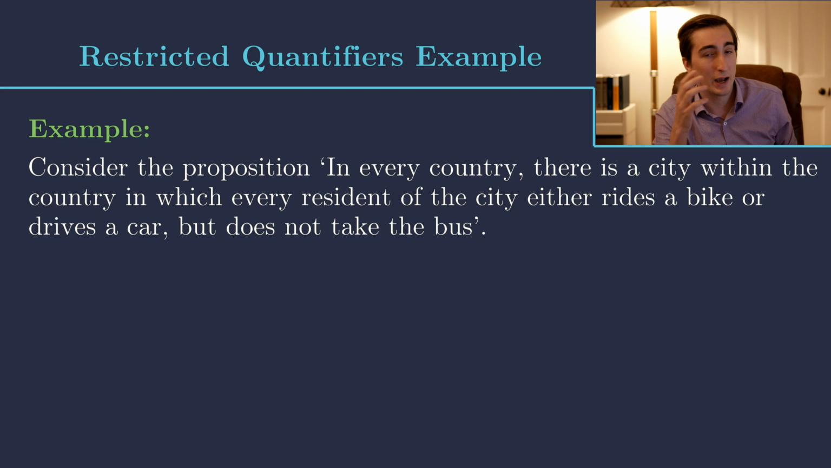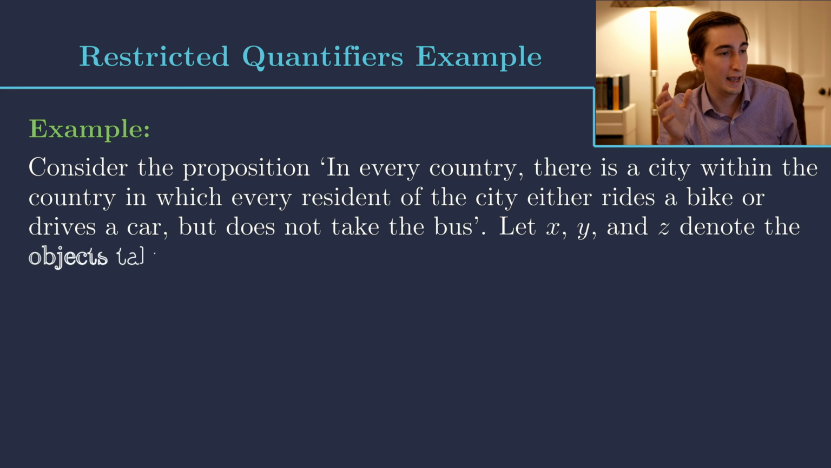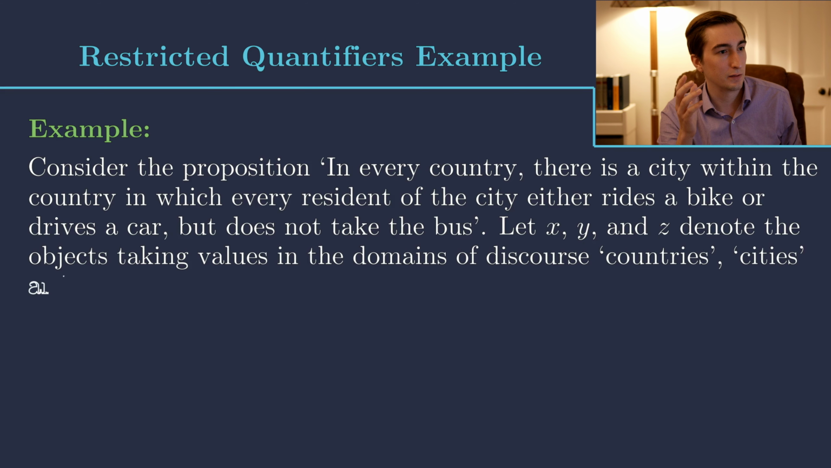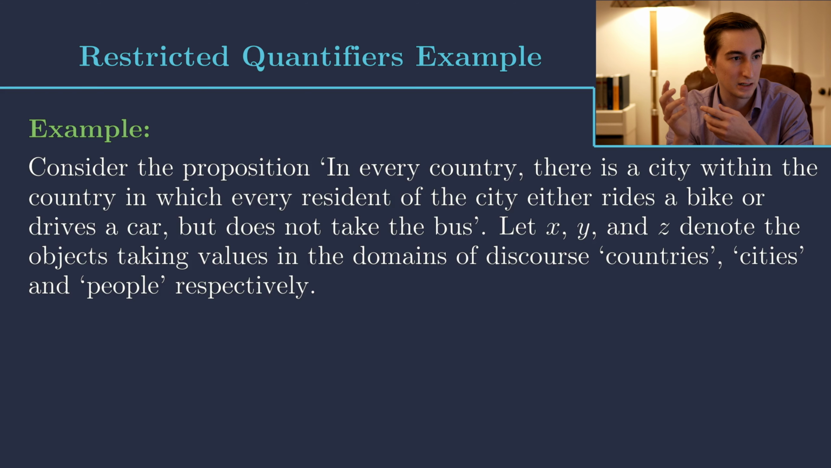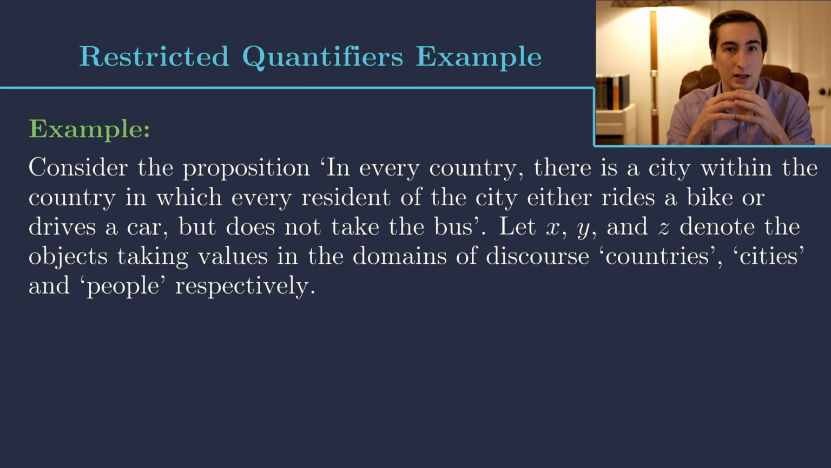So how do we start this? Well, the first thing is we want to formalize this in our new language of first order logic. And once we've formalized it, we can then negate it by using all the theorems and rules that we've had above. So the first thing to do is to look at all the objects. What are the objects here? We want to define our objects as X, Y, and Z, with domains of discourse of countries, cities, and people, respectively. So X is running over all countries, Y is running over all cities, and Z is running over all people. Those are our domains of discourse, and those are our objects in the statement above.